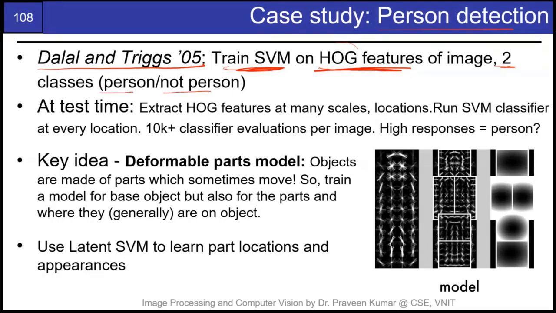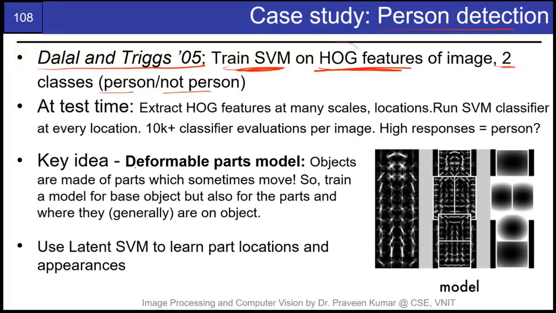Again, it was basically a sliding window detector. For different scales and different locations, they extract HOG features, give them to the classifier, and see the response. So it's something similar to the Viola-Jones face detector, but now using an SVM, and instead of Haar cascade features, they use HOG features.